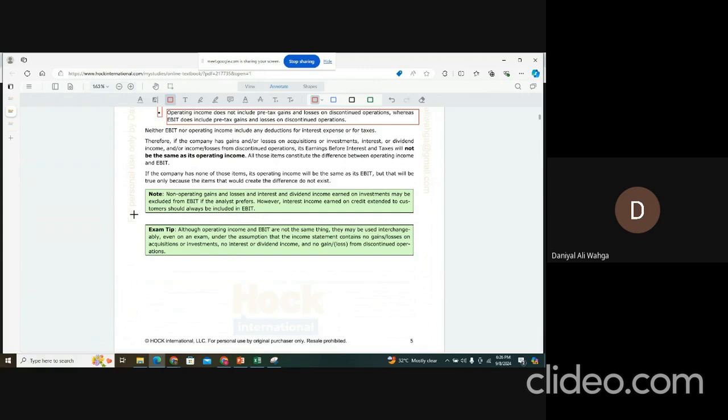Exam tip. Although operating income and EBIT are not the same thing, they may be used interchangeably, even on the exam, under the assumption that the income statement contains no gains and losses on my investments or acquisition. There is no dividend income, no interest income, no further gains and losses on my discontinued operations. Very important point for your exam.